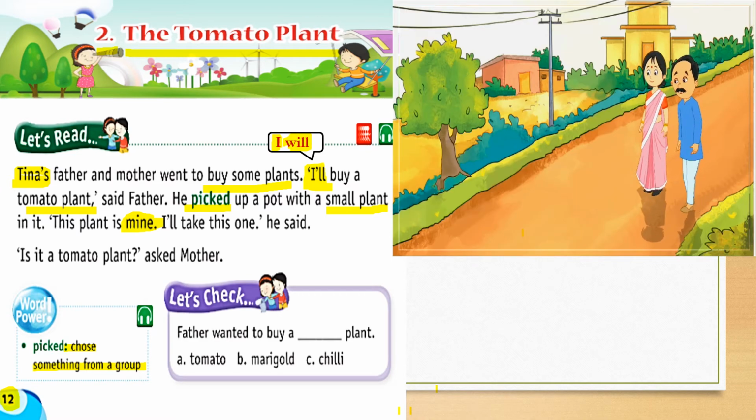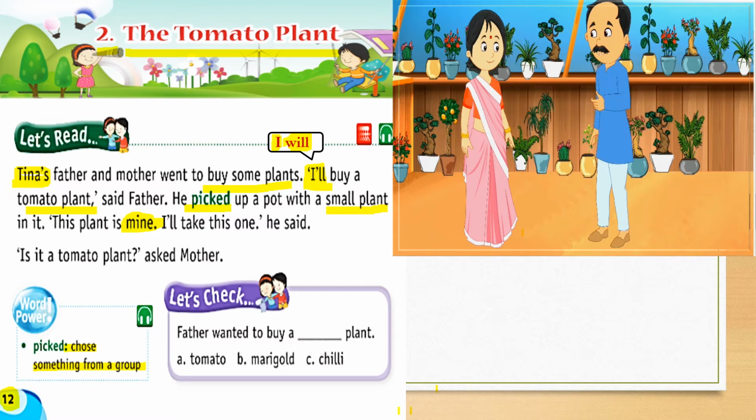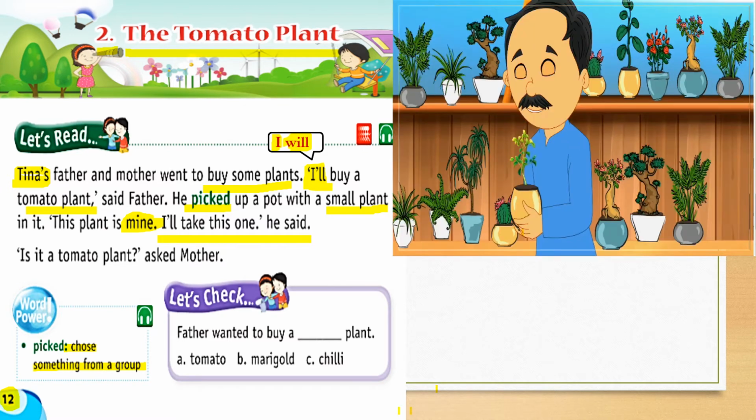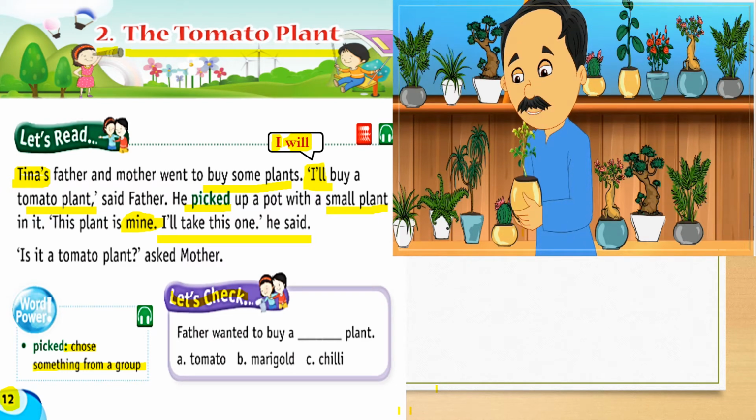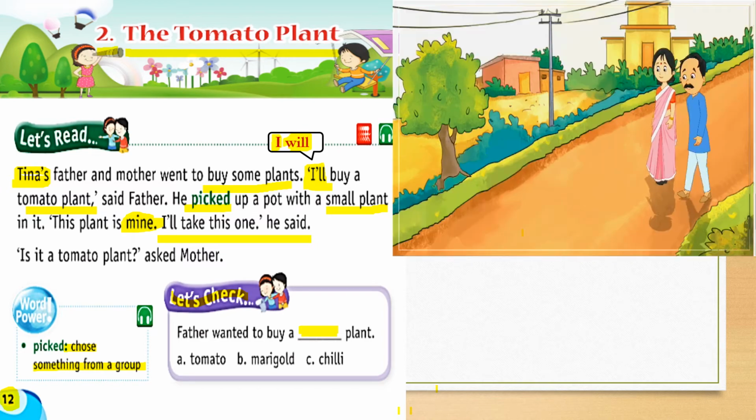Right? Students, here let us check. Fill in the blanks. Father wanted to buy a dash plant. Which plant did he want to buy? Tomato, chili? Yes, tomato. So you have to write over here tomato plant. Let us see the next paragraphs.